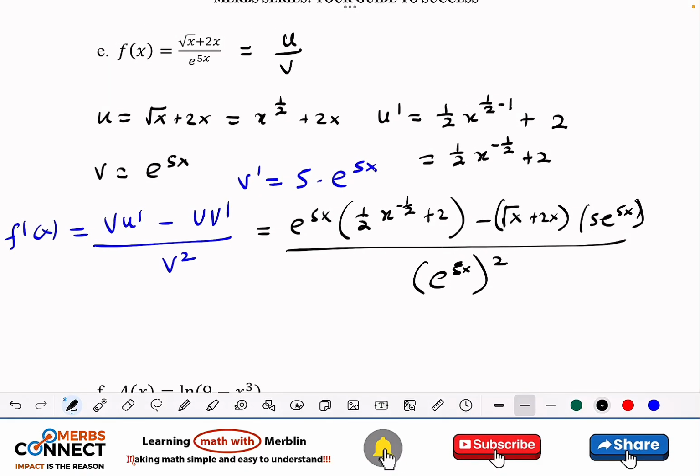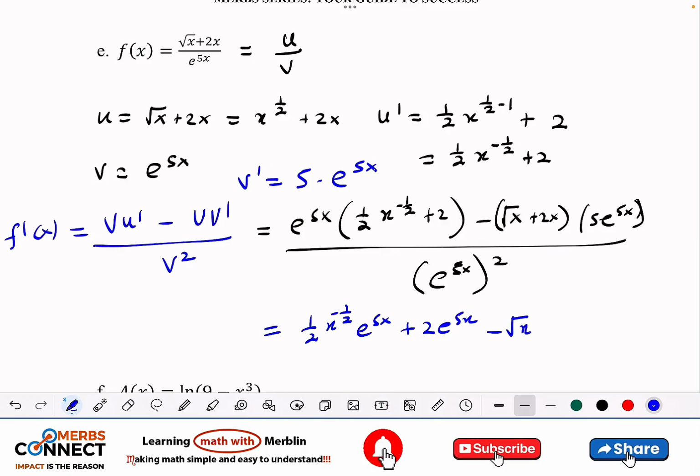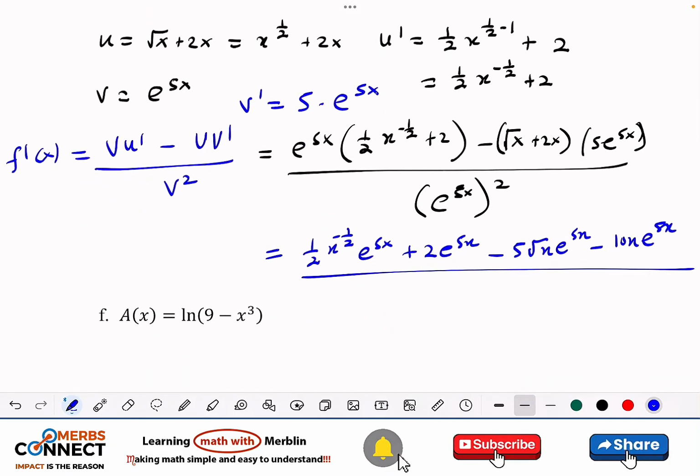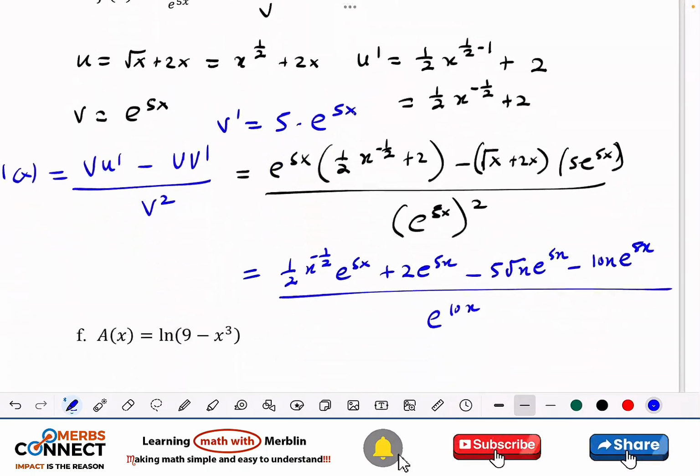Sometimes you can just leave your answer in this form if you are not asked to simplify. So if I want to simplify this, I'm going to have something like 1 over 2 x to the power 1 over 2 minus e to the power 5x plus 2 e to the power 5x. Then if I want to multiply this by square root of, let me say, x, this one will be 5 square root of x e to the power 5x minus 10x e to the power 5x divided by, this is going to be e to the power 10x. Yeah, so this is what we are going to get for this question.